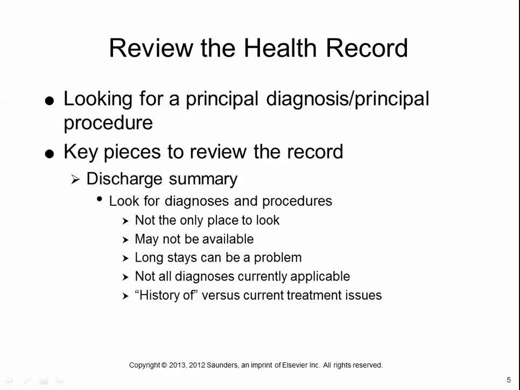So, key pieces of the record that you are going to review. You are going to review the discharge summary. Okay? That is the first step, if it is available. It's not always available, but if it is available, you're going to look at this. What does the discharge summary do? Well, the main point is that it gives a synopsis for the entire encounter for the patient, from the time that they come in until the time that they leave. It's just a synopsis, all right? Consider it the book report of the health record, okay?